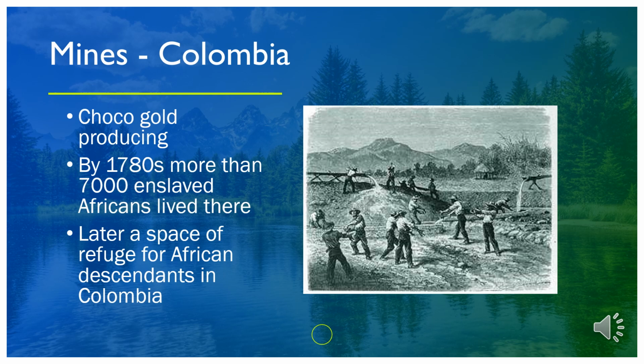That region is known as the Chocó, a beautiful place that when you all travel to Colombia, I would suggest visiting. But that region, even by the 1780s, had thousands of enslaved Africans who lived there, who extracted gold. Beyond that, it also became a space of refuge because of the mountainous areas and the forested areas that surrounded it. So the Chocó provides us with one example.